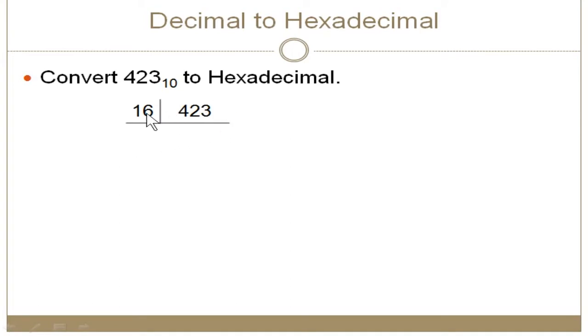So 423 has to be divided by 16, and you keep on dividing. Whatever you get as quotient will be divided by 16 till the quotient becomes 0, and you write the remainders as the answer. After dividing 423 by 16, you get the quotient 26 and the remainder 7. Now again divide 26 by 16, you get the quotient 1 and the remainder A, that is 10. Since it is 10, you have to replace the number with an alphabet. So the equivalent of 10 is the alphabet A.